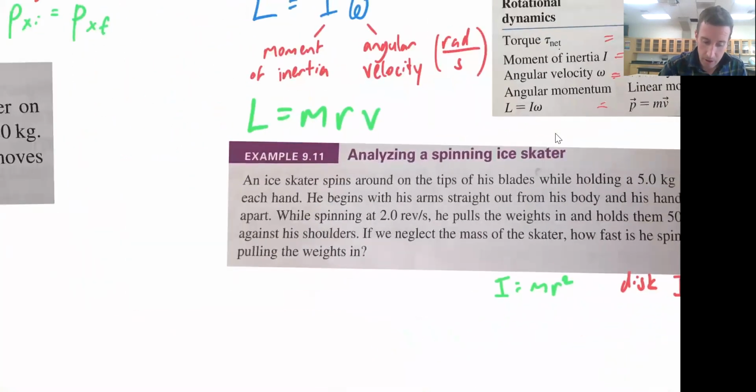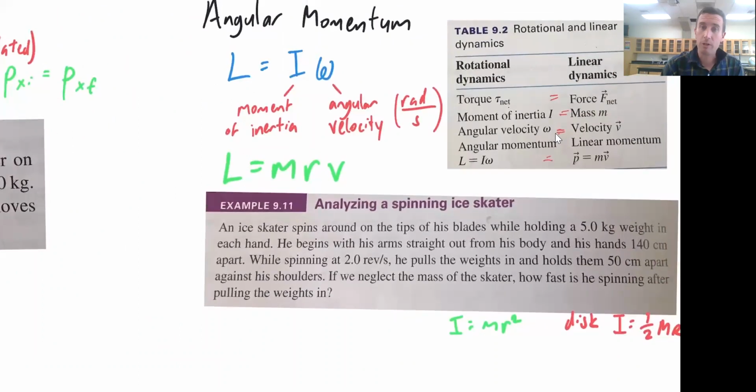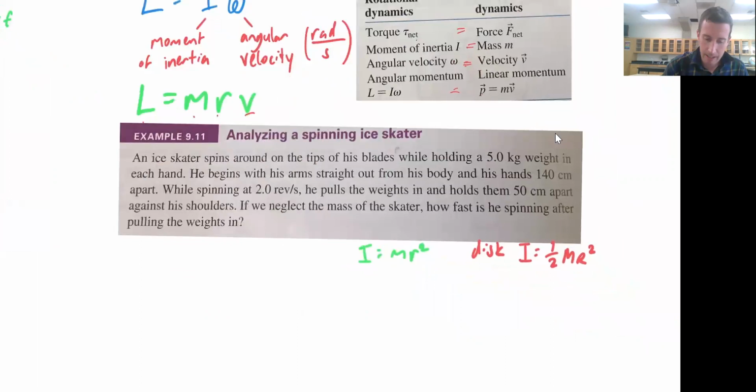Then there's also this idea that if we do some fancy math and turn I into its thing and angular velocity into its components, then I can get that L equals mrv. So that's the mass times the radius of the circle times the velocity of the object going around the circle. Linear velocity of the object. Okay. So analyzing a spinning ice skater.